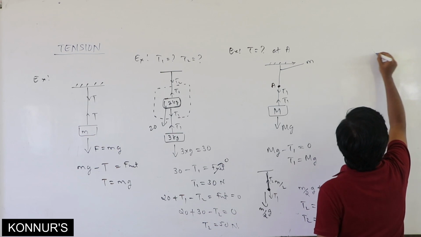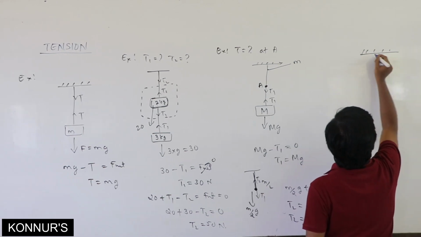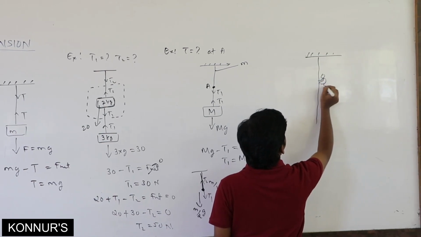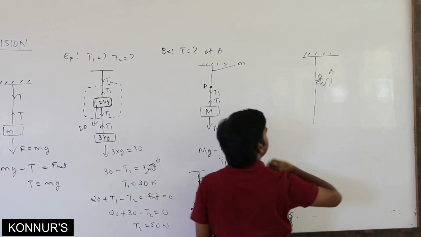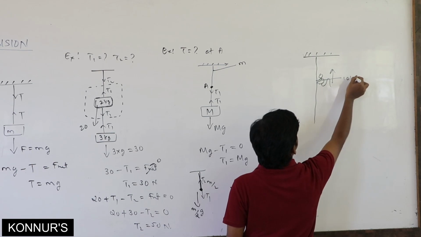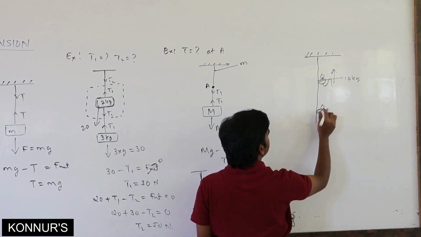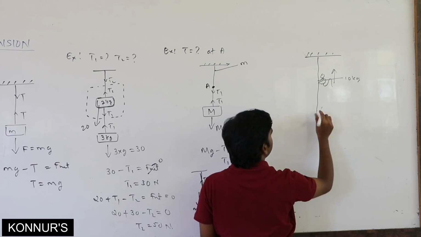Suppose the bodies are accelerating. Suppose there is a string, and one monkey is moving in this direction, its mass is 10 kg, and another monkey is moving in the backward direction.